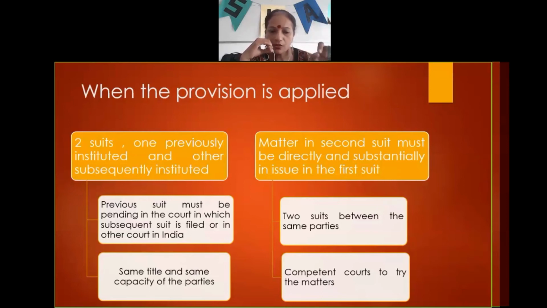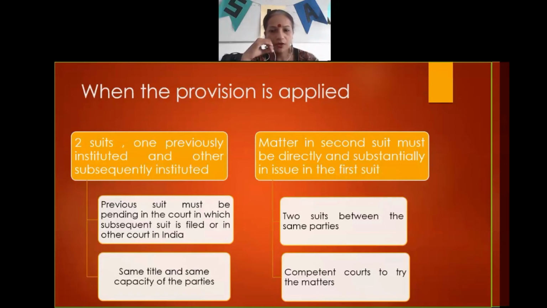The previous suit must be pending and should not yet be decided. And before a decision in the previous suit, we have filed a subsequent suit, maybe before the same court or maybe before any other court which is competent enough to entertain that particular matter.